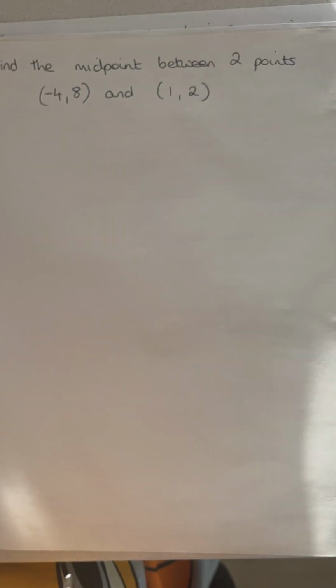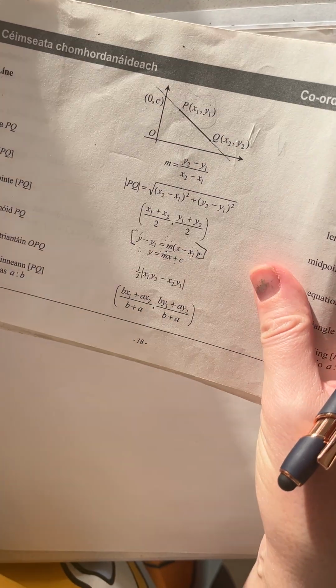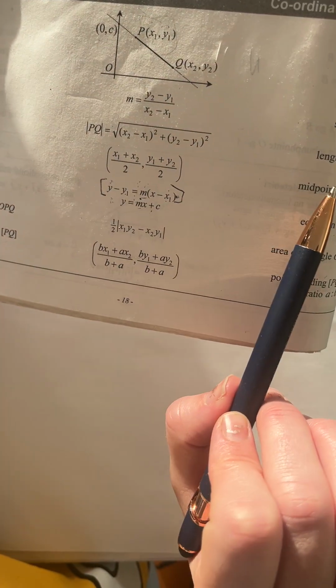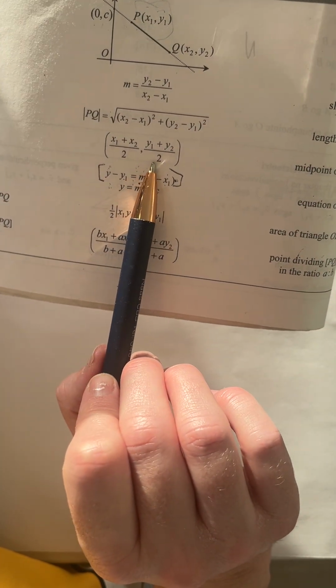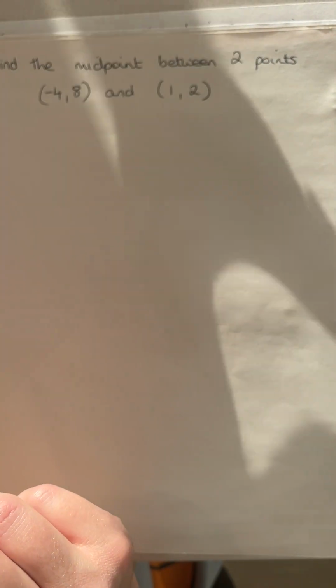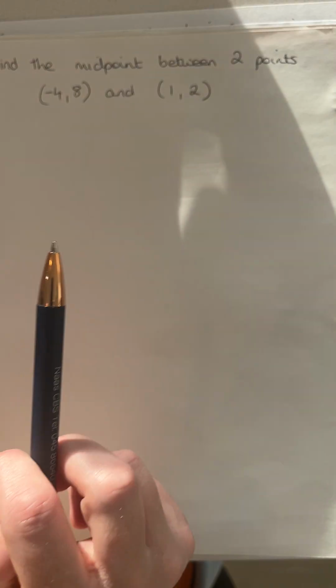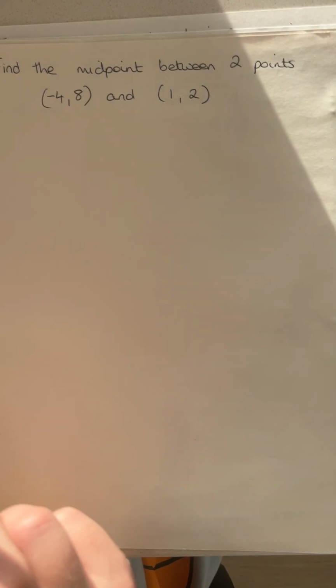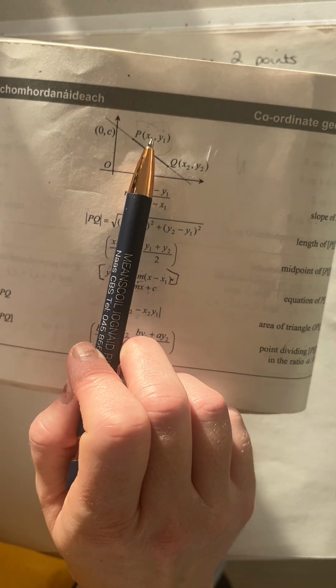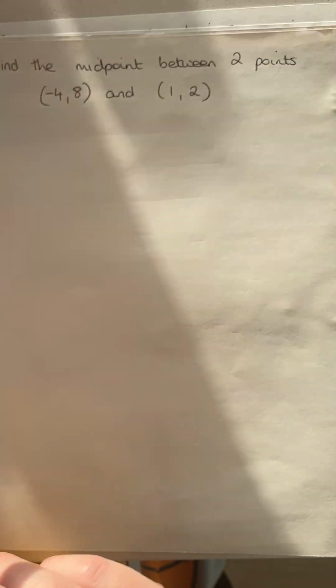If I was asked to find the midpoint between 2 points, I go to my log tables and see if there's a formula. Yes, there is. If you wanted to, you could just draw this out on a diagram and find the midpoint by looking at your diagram, but you have to be extremely accurate. The easiest thing here, I think, would be to label my points x1, y1, as I have been doing.